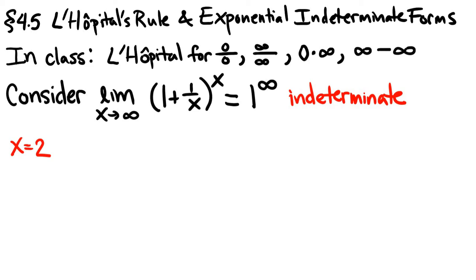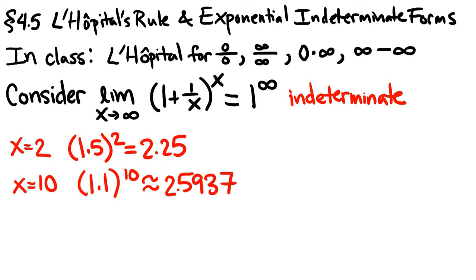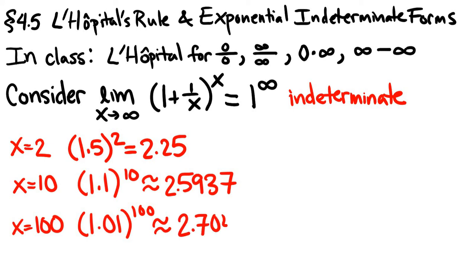When x equals 2, the base is 1.5, which is being squared to get 2.25. When x equals 10, the base is 1.1, which is being raised to the 10th power. That's approximately 2.5937. And finally, when x is 100, the base is 1.01, the exponent is 100, and this is approximately 2.7048. Numerically, it doesn't look like this limit is approaching 1.